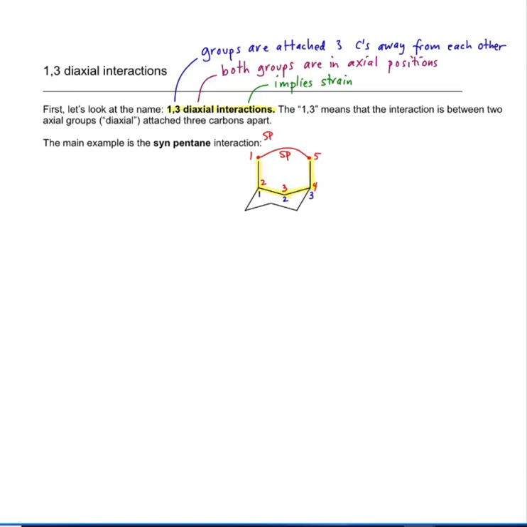But we can't call them eclipsed. They'd have to be on adjacent carbons to be eclipsing one another. So instead, we call them syn. Now notice that in this particular example, the syn-pentane interaction is only one of the sources of strain. Because you have axial methyl groups, you have gauche-butane interactions between each of those methyl groups and the axial hydrogen that's on the same side of the ring. So there are 2 gauche-butane interactions in addition to the syn-pentane interaction.